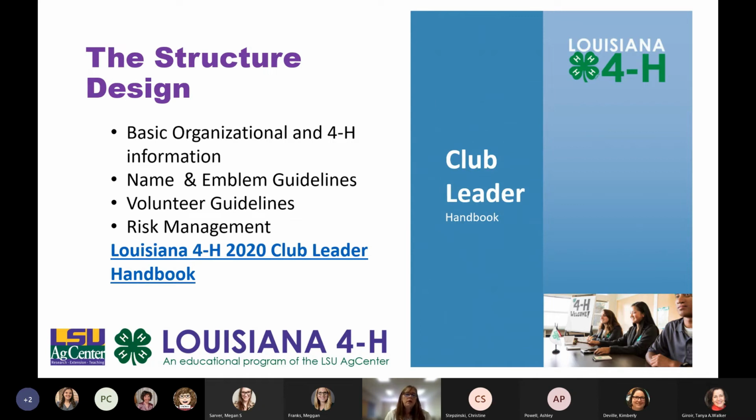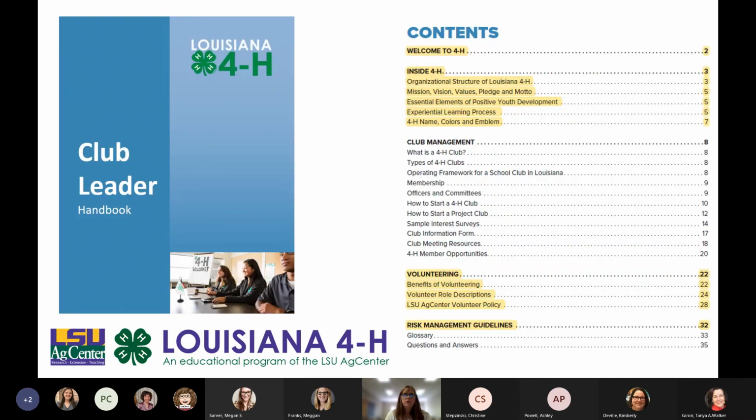Within this PowerPoint, you can click on that Louisiana 4-H 2020 Club Leader Handbook, and the link will take you to where it's located on the LSU Ag Center website. And I'm sure that Ms. Megan will be sharing this, like she said, the PowerPoint with you, and you'll have access to that link as well. But within the Club Leader Handbook, you can find this information to be able to share.